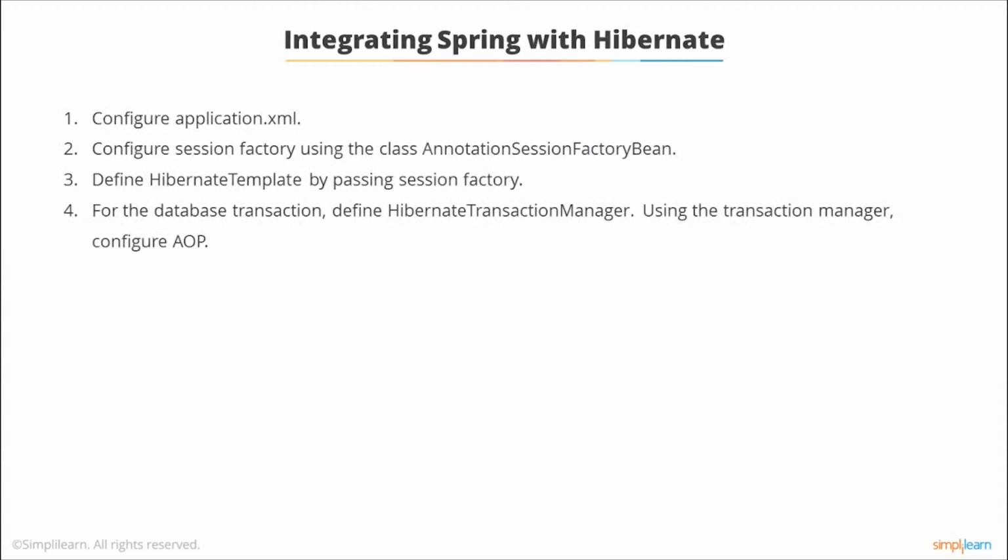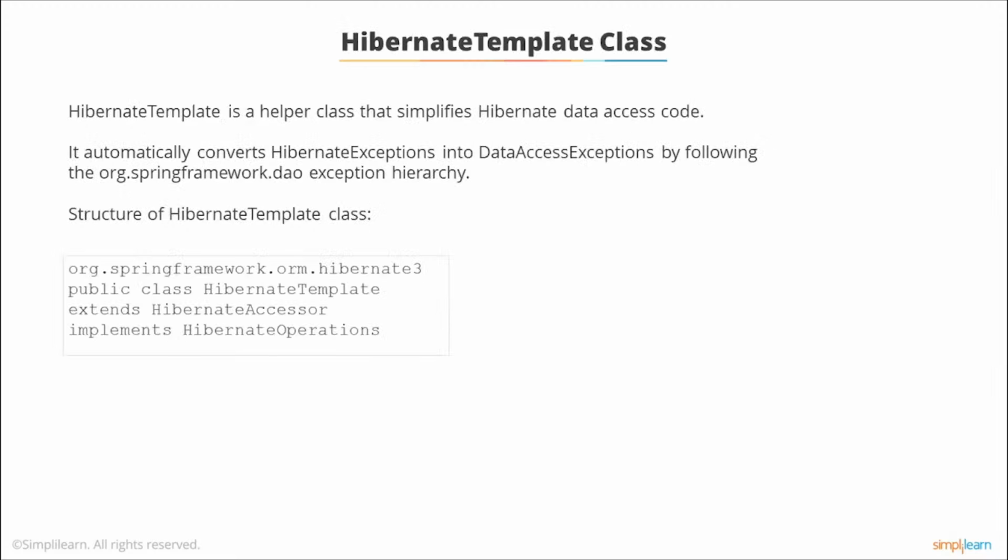Configuring application XML. We configure the session factory using the class annotation session factory bean. We define the Hibernate template by passing the session factory, and for the database transaction, we define the Hibernate transaction manager using the transaction manager, configure AOP. Hibernate template is a helper class that simplifies Hibernate's data access code. It automatically converts Hibernate exceptions into data access exceptions by following the org.springframework.dao exception hierarchy.